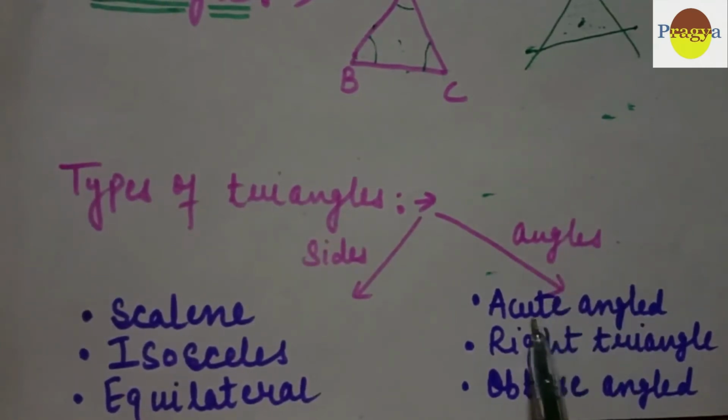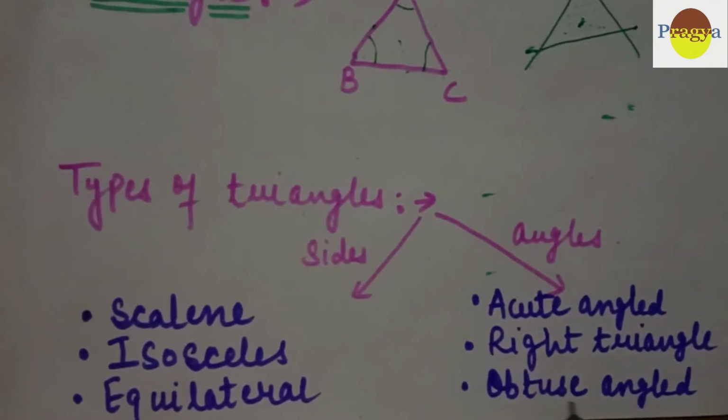First is acute angled triangle. Acute angles are those angles which are less than 90 degrees. So, in which triangle all angles are less than 90 degrees, we call it an acute angled triangle. Right angled triangle, when in a triangle one angle is 90 degrees, it means a right angle, we call it a right angled triangle.